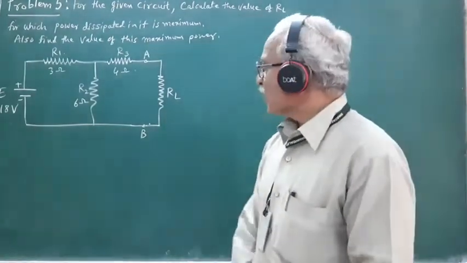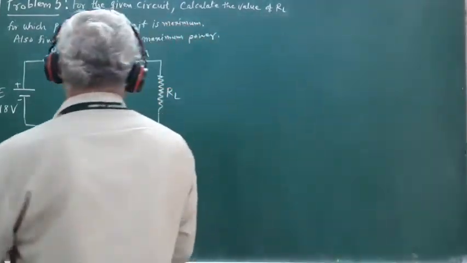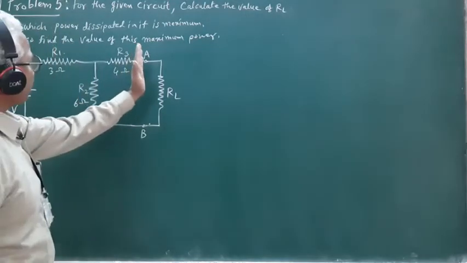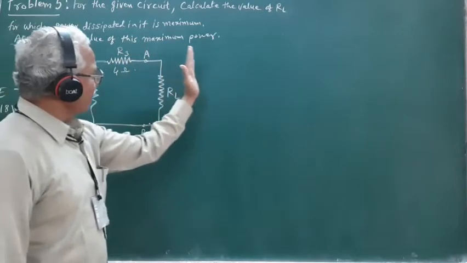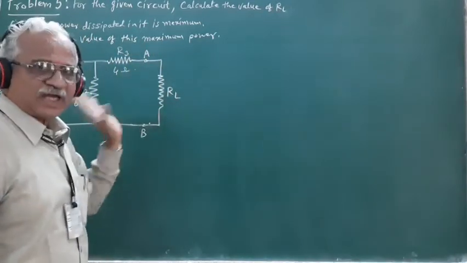So here we have the given network connected to the left of the terminals A and B, and to the right of the terminals A and B we have a load resistance RL.